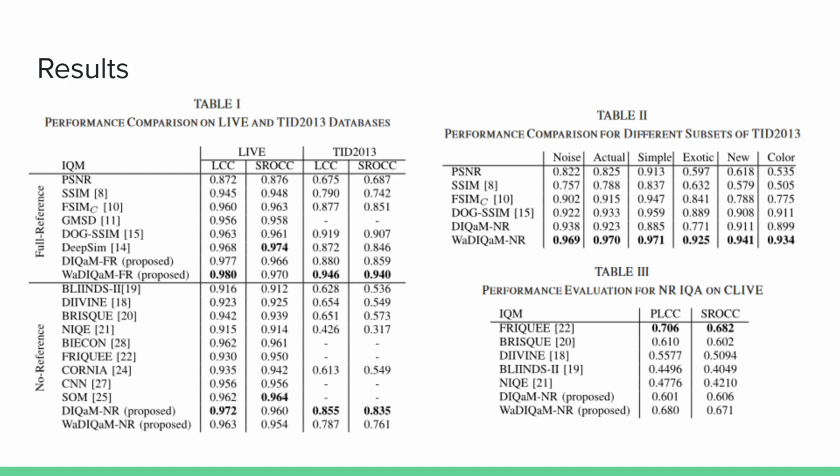So when you look at the full reference results, you can see that on the LIVE database, the weighted full reference IQA performed extremely well, with the lowest score being 0.970. It only got beat by another model, whose score was 0.974. So this is an extremely good result for a computer vision model, and as well, the non-weighted but full reference model performs extremely well on the LIVE data set, but slightly worse on the other data set, but still higher than most models that it was compared against.